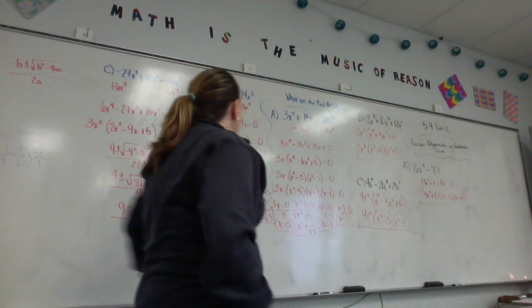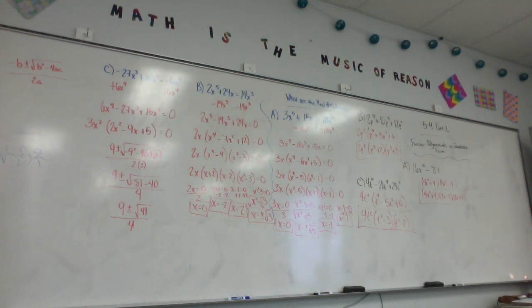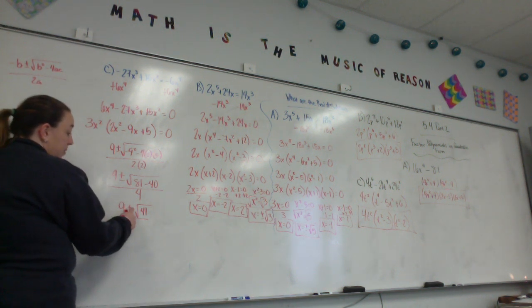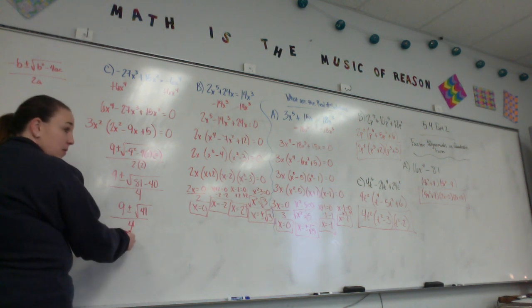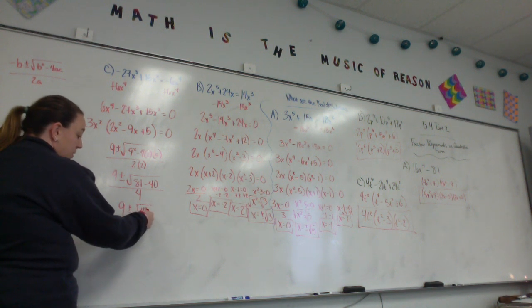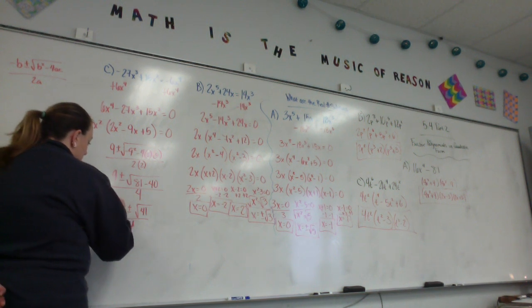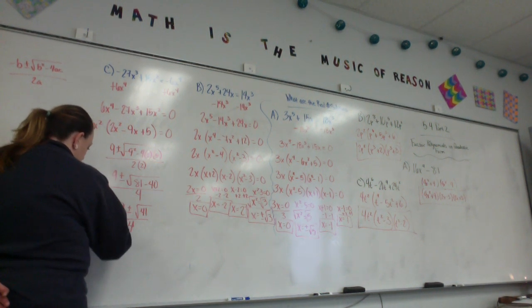Okay. Now, Cole, here's where that question comes in. How many possible solutions am I supposed to have? 4. Okay, listen, this is 2. 9 plus radical 41 divided by 4. 9 minus radical 41 divided by 4. 2 solutions. So I right now have 2 solutions.